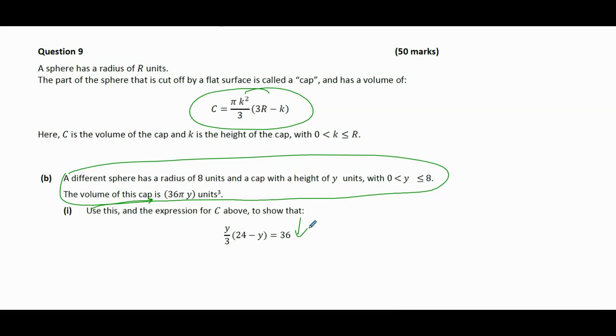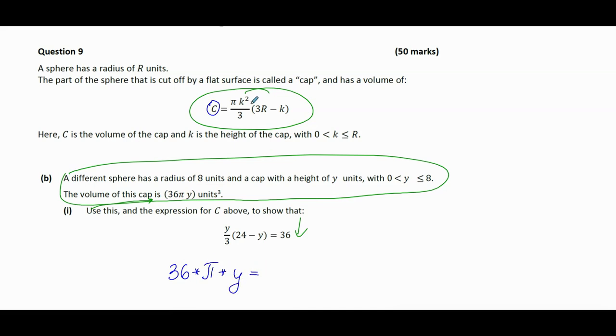Okay, so let's replace the letters with the numbers. We are told that the volume of the cup, and in our formula the volume of the cup is this C, is equal to 36 pi y. So that's what we write: 36 multiplied by pi multiplied by y.